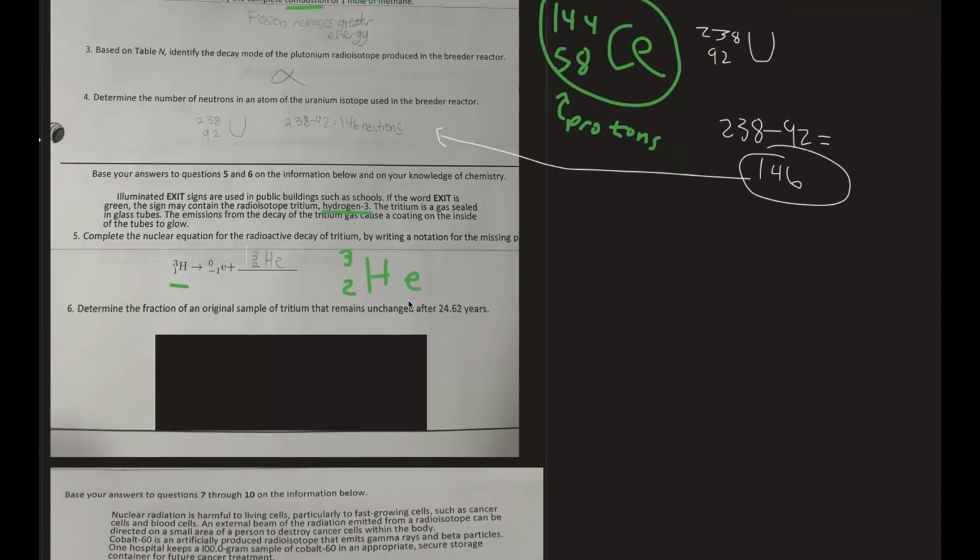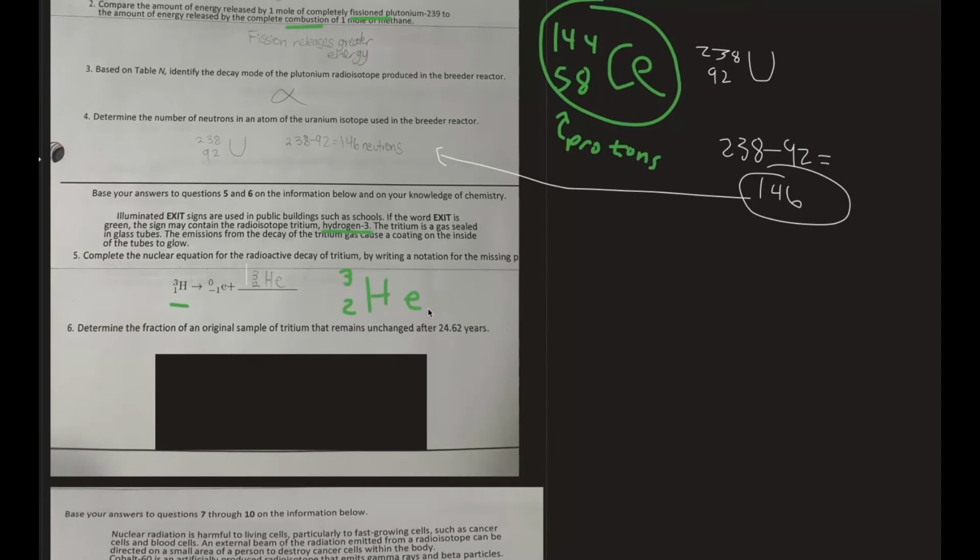Boom. Number 6, determine the fraction of an original sample of tritium that remains unchanged after 24.62 years. So this is a half-life question, right? So first off, what is the half-life of tritium, or hydrogen 3? Well, on the reference table, it states that the half-life is 12.31 years. So that's just something to keep in mind here. Now, it says the fraction after 24.62 years.